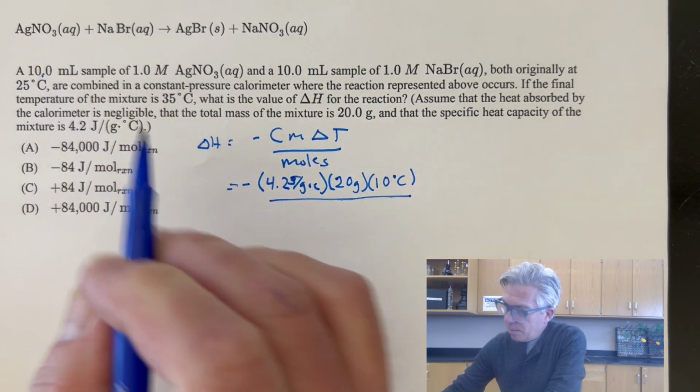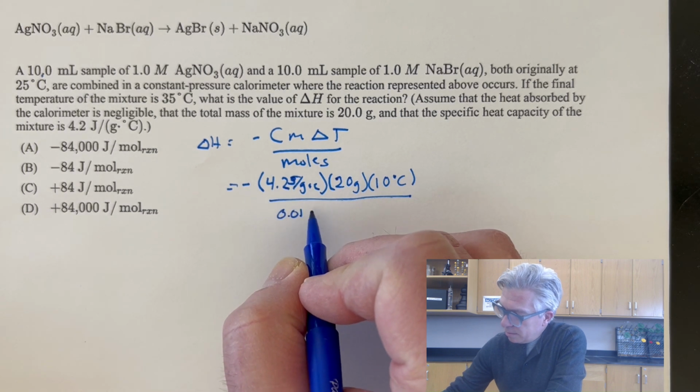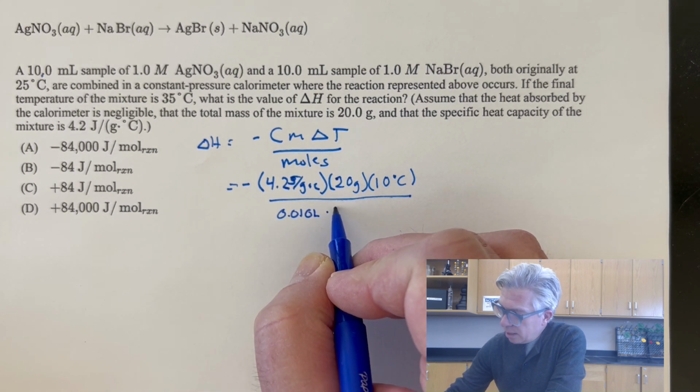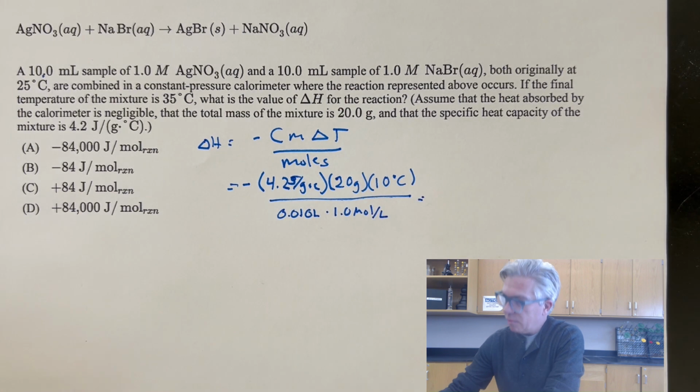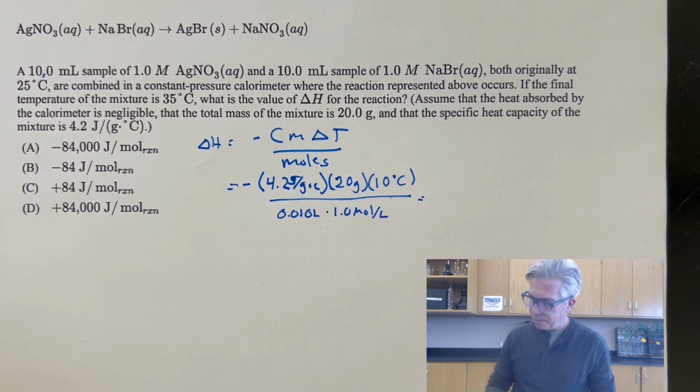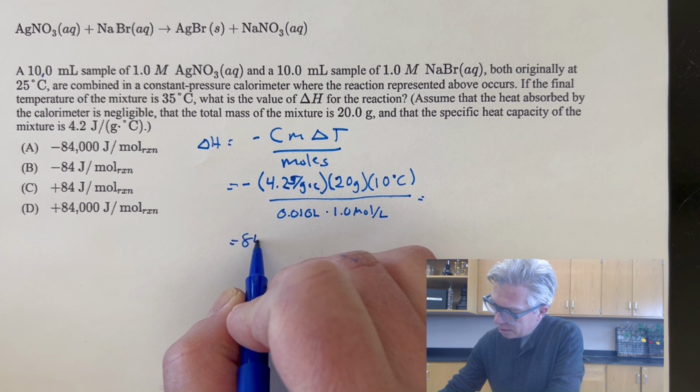We're going to divide that by 0.01 liters times 1.0 moles per liter. That'll get me the number of moles on the bottom. So 4.2 times 20 times 10 divided by 0.01 gives me 84,000 joules.